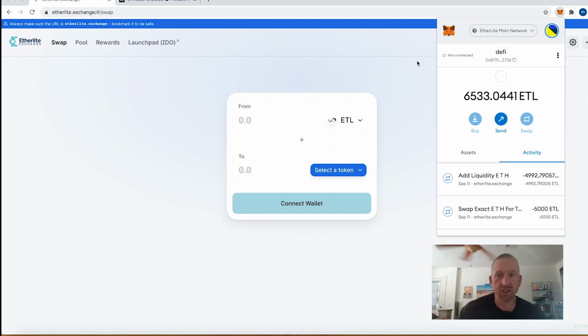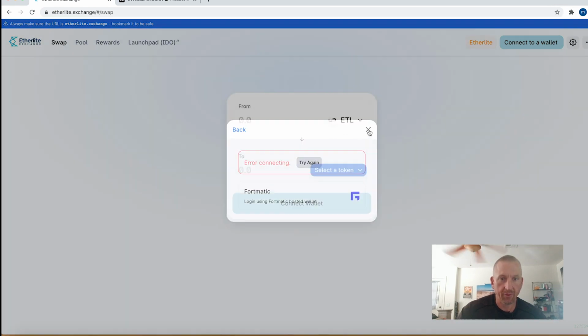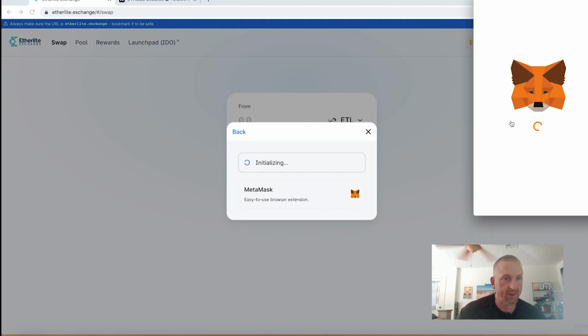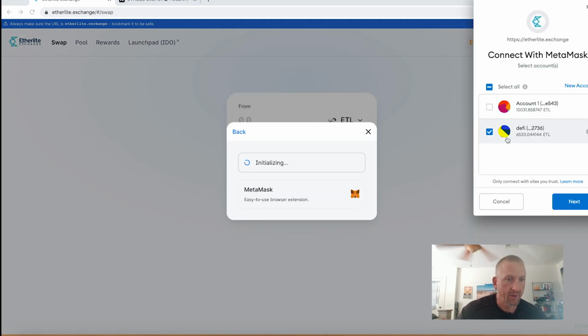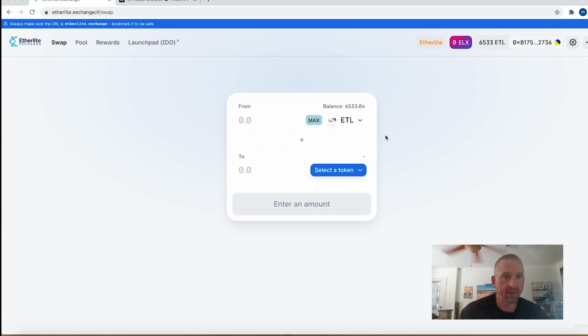Now, this is just like PancakeSwap or Uniswap. So once again, we're going to go to Connect Wallet. Oops. We're going to Connect Wallet. Then we're going to go to MetaMask. It's going to ask you, we want to connect to this one. This has like 6,000 ETL. So we're connecting. Boom, now we've connected.